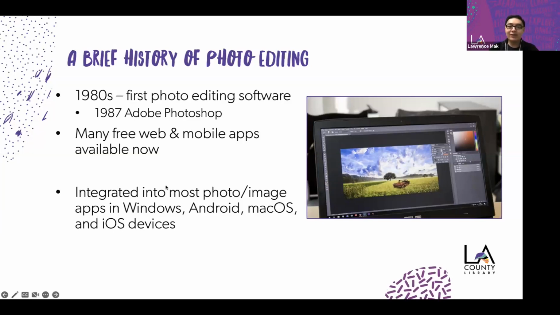Now, in 1987, the first iteration of Adobe Photoshop was released. It was, and arguably remains, the most popular photo editing software available, as evidenced by it being the default descriptive term for photo editing. So if you say you want to Photoshop an image, most people generally know what you're talking about. It's like Xeroxing something or using a Kleenex. The product became the general term for the actual action.